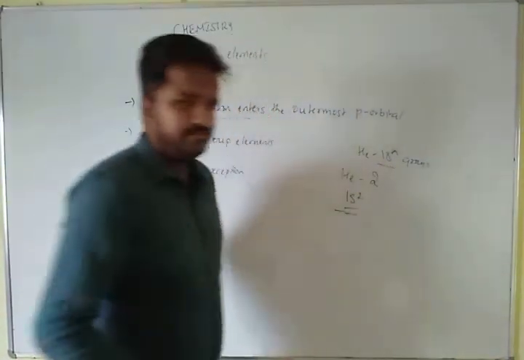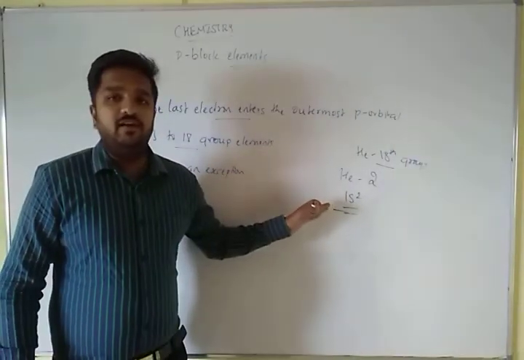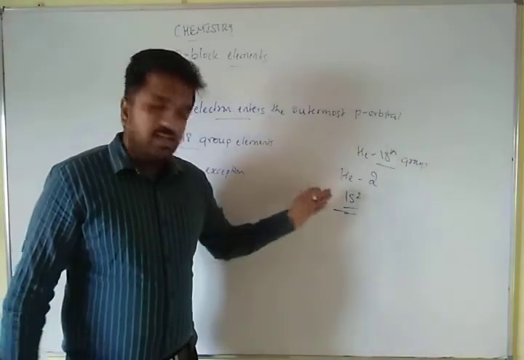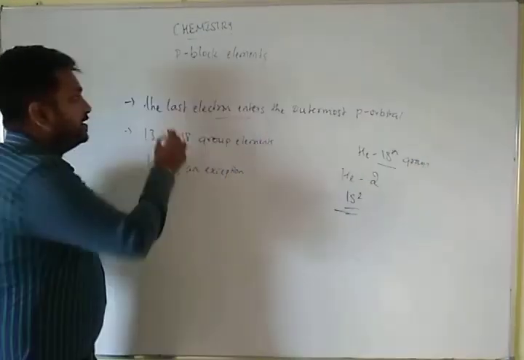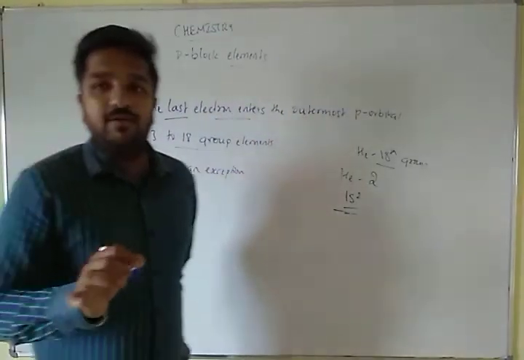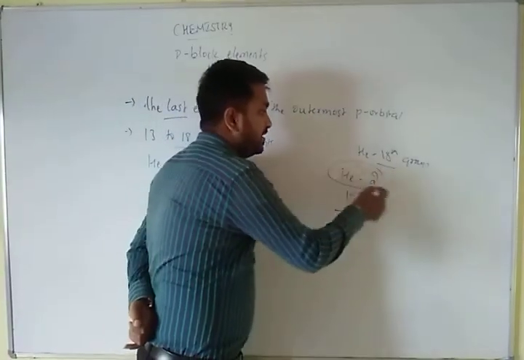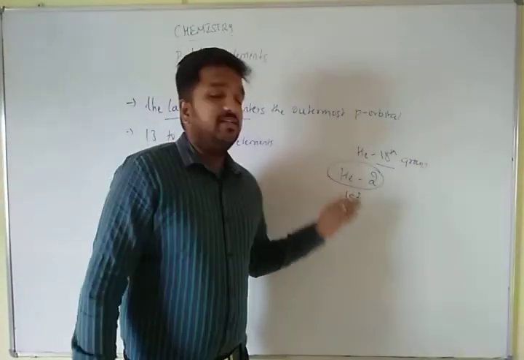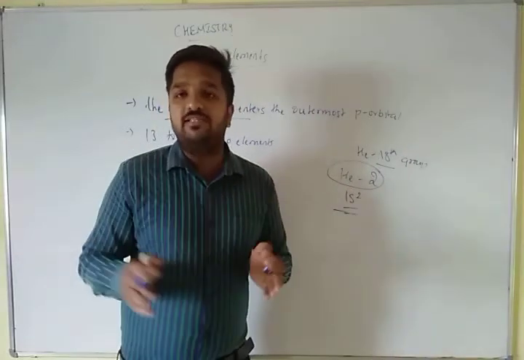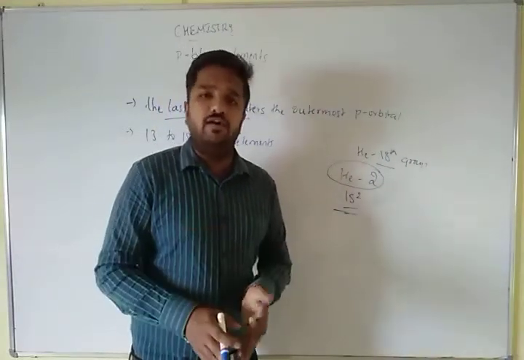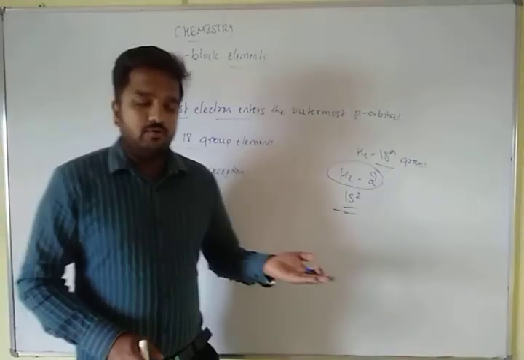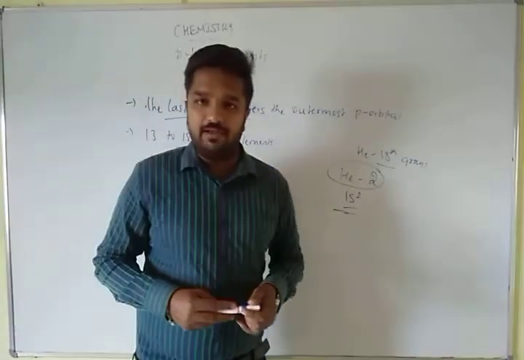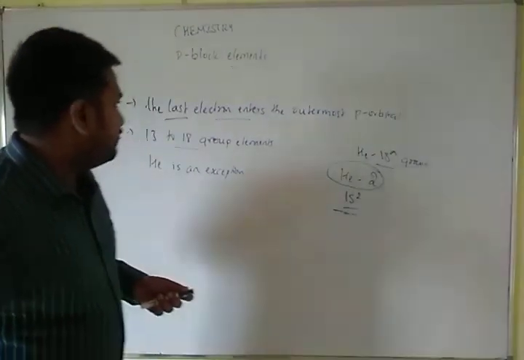It is because the properties of helium resemble the properties of the 18th group elements, that is, noble gases. Helium is a noble gas. So although this definition is right for P block elements, we have an exception in the case of helium because of its properties. Although the last electron enters the s orbital, helium is taken as a P block element, but the discussion is still going on whether helium belongs to the S block or P block. For the time being, we are considering helium as a P block element. Clear? So this is the general introduction to P block elements.